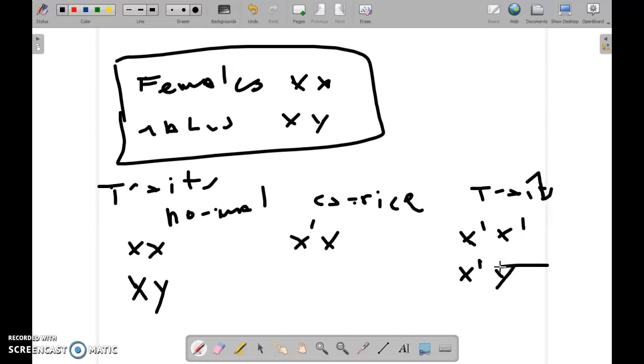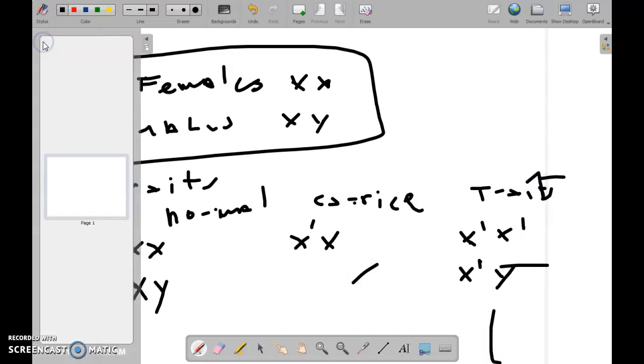So if I move to my, let's see if I can move to the next page. It's not going to let me. Maybe it will. No. All right, let me just erase this.